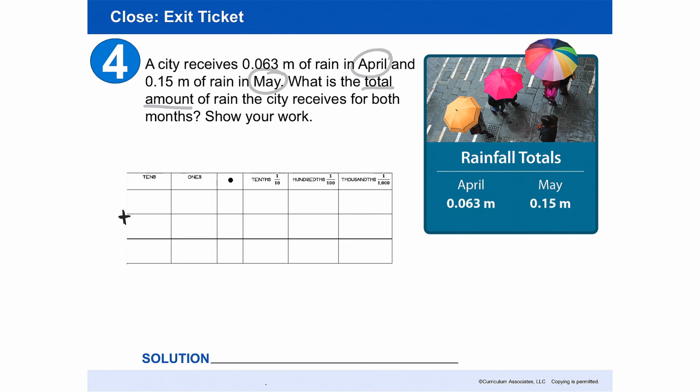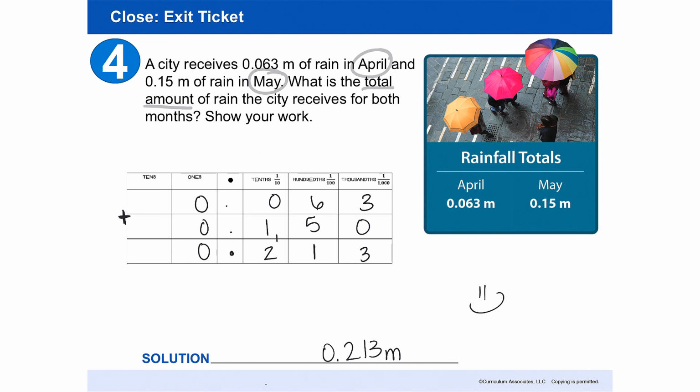Okay, so for April, we have 0.063. For May, we have 0.15. And we'll go ahead and fill that in with a 0 and just go ahead and do our adding. 3 plus 0 is 3. 6 plus 5 is 11. Now, when I'm adding, I like to carry over at the total bar again. 1 plus 1 is 2. Bring down our decimal. And we can say that the combined rain total is 0.213 meters.